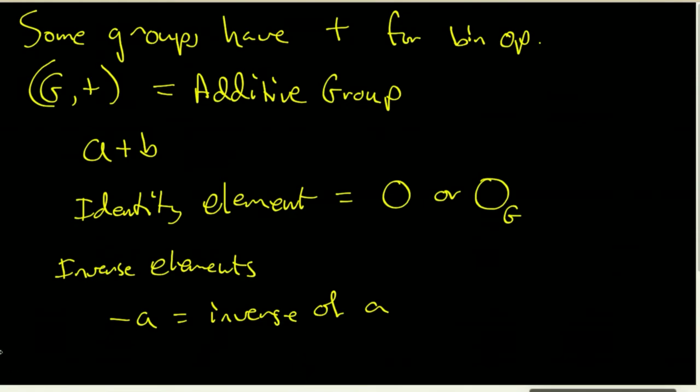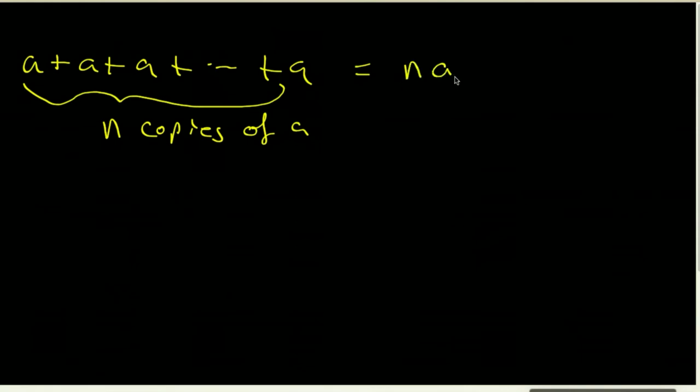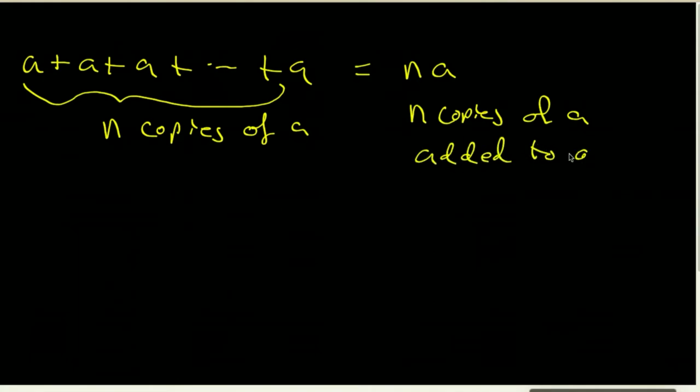Now, if we have repeated binary operations, the notation looks slightly different. So let's look at that. If we have a plus a plus a plus, and we go all the way up to a, and there are n copies of a, we traditionally write this as na. Now, it's important to understand that this na is not a multiplication inside the world of real numbers. This means n copies of a added together.